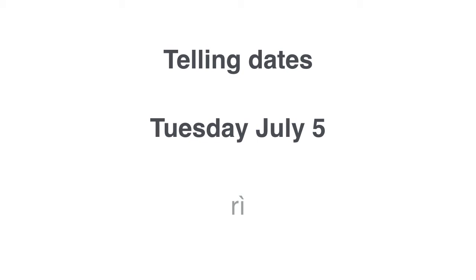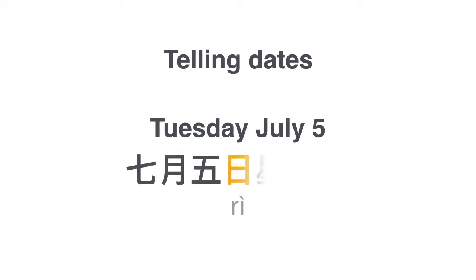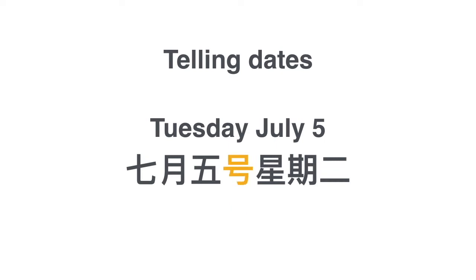All right, how do you say Tuesday, July the 5th? 7月5日, 星期二. Very good. And alternatively, you can say 7月5号, 星期二. 日 and 号 are interchangeable.